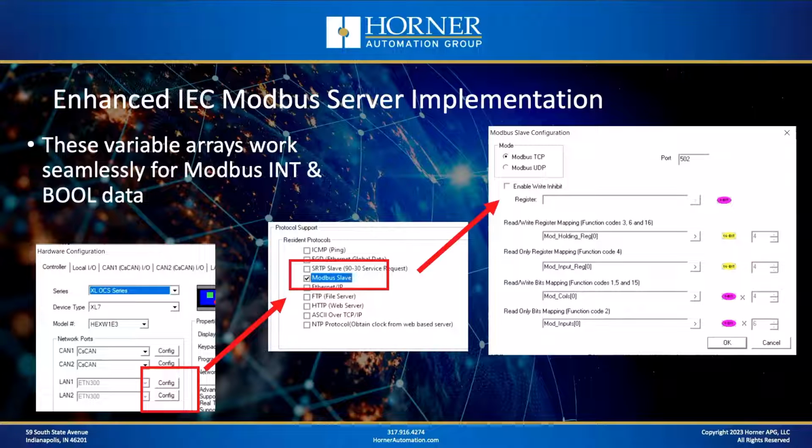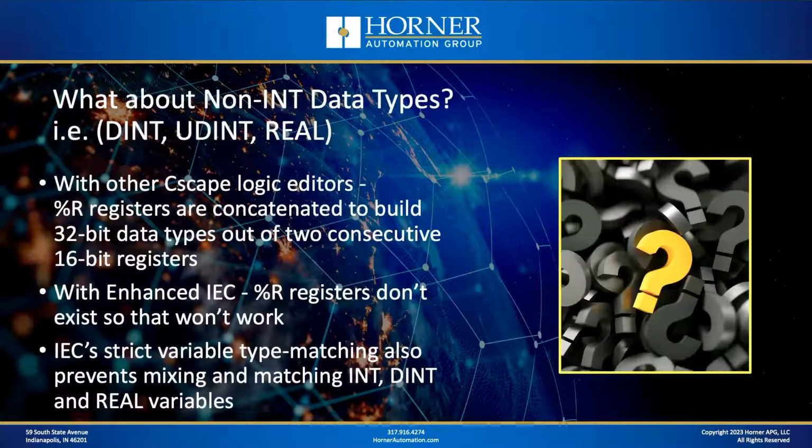So in your configuration, for example, Modbus TCP, you go in and select that you want to configure Modbus server or Modbus slave as it's shown on the screen, and it gives you the opportunity to allocate 4 different arrays, one for holding registers, one for input registers, one for input bits, and one for coils. And you can set whatever size you want. And it's through those arrays, those arrayed variables, that Modbus data is exchanged with the outside. And again, for integer data and Boolean data, it just works seamlessly. However, what about non-integer data types?